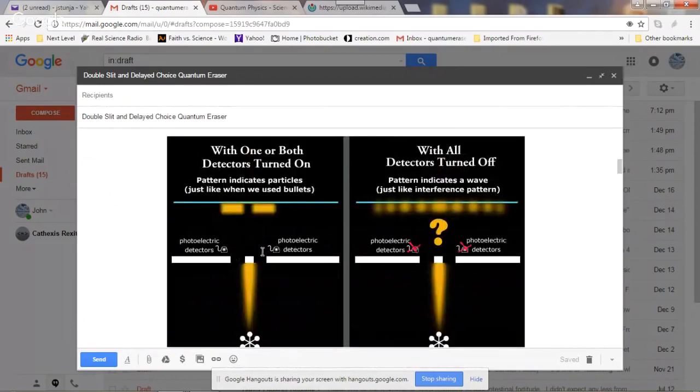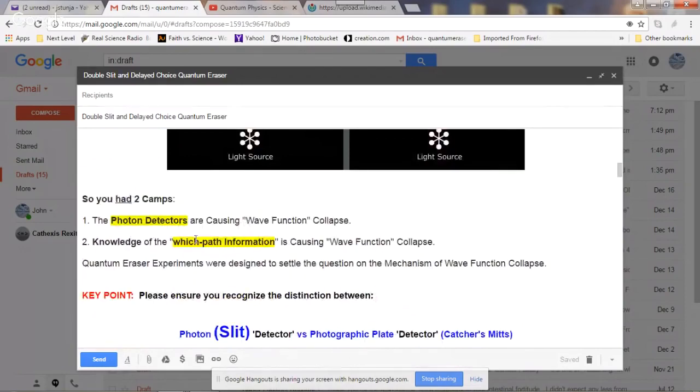You have photon detectors, which are at the slit and detect any photons going through the slit, and you have the background plate, or the photographic plate. Those are two different animals, and there's so much confusion because people talk about detectors and don't differentiate between the two, and that just breeds so much confusion. So I wanted to iron that out, and you'll see how that irons out here in a few minutes. So like I said, here are your two camps. There are only two choices here.